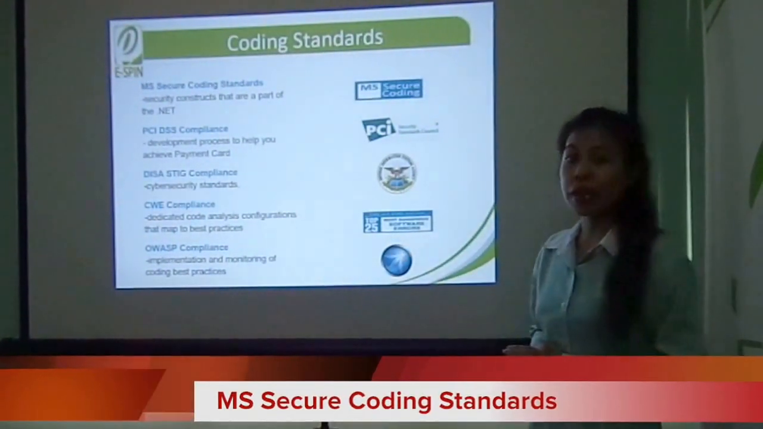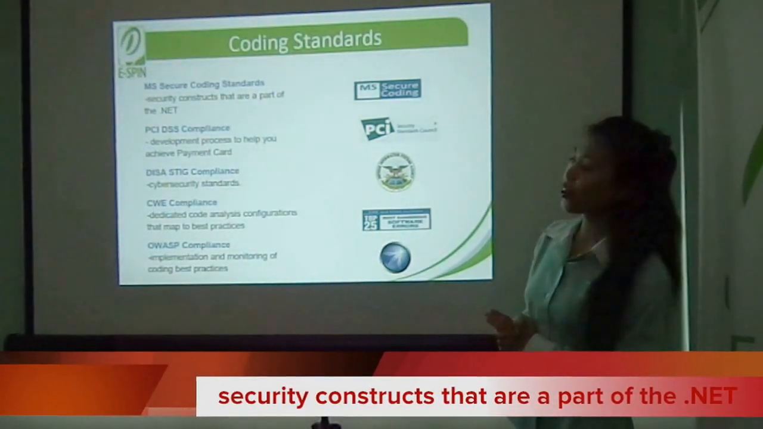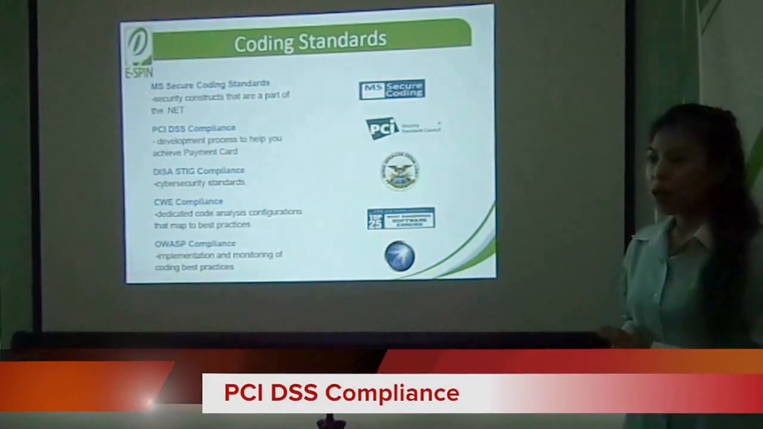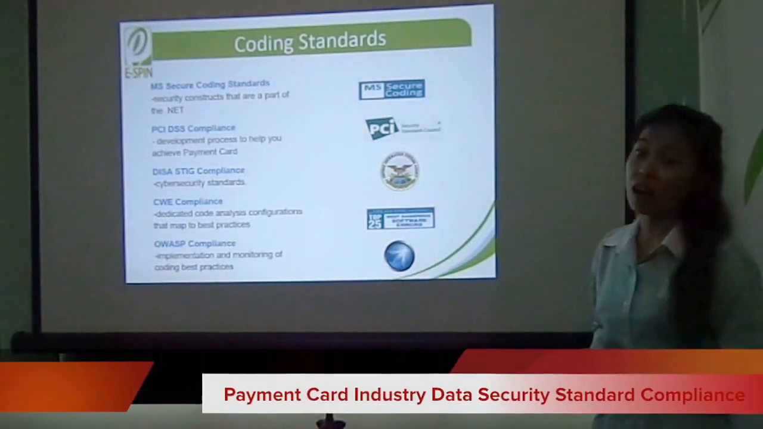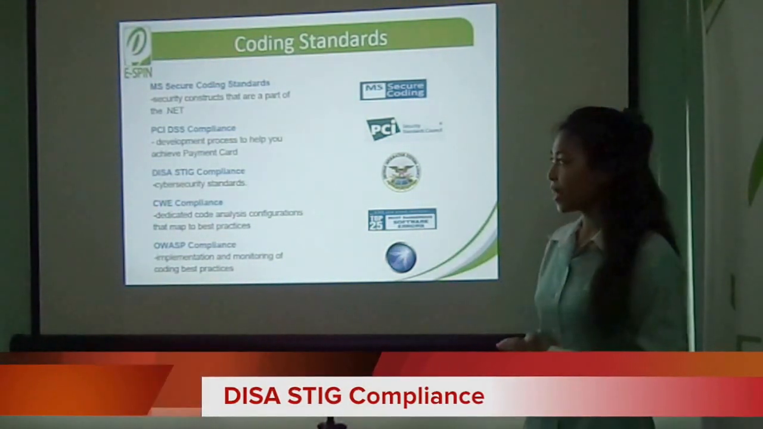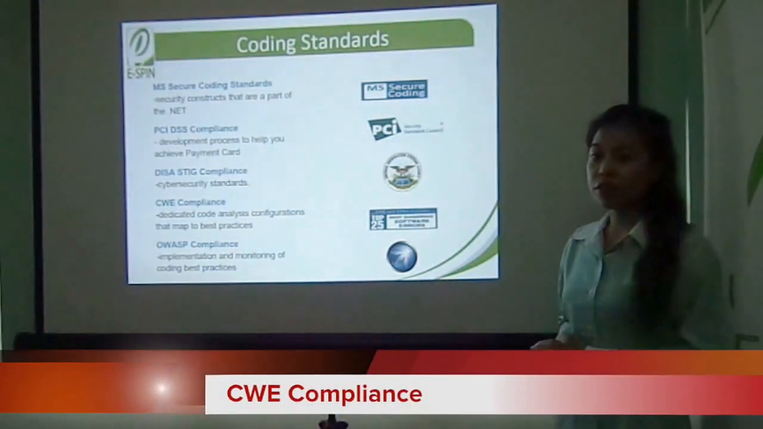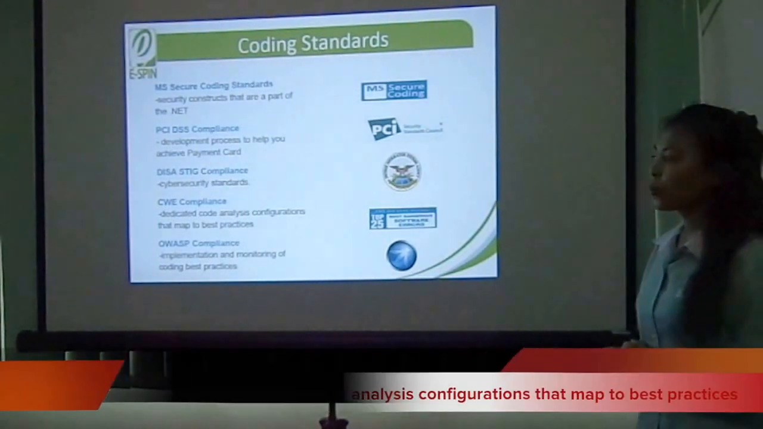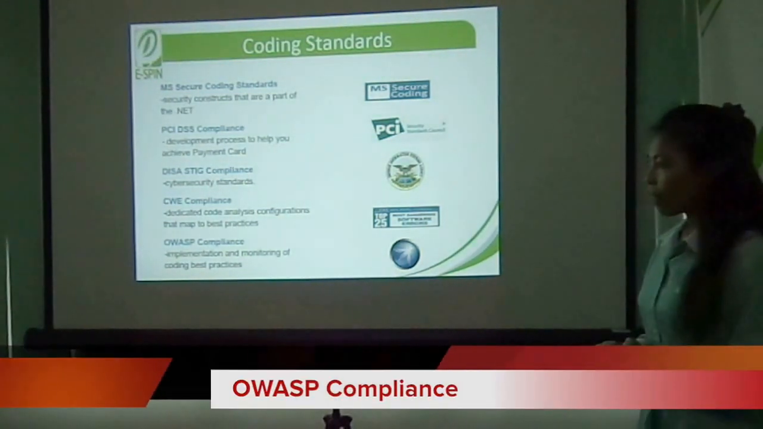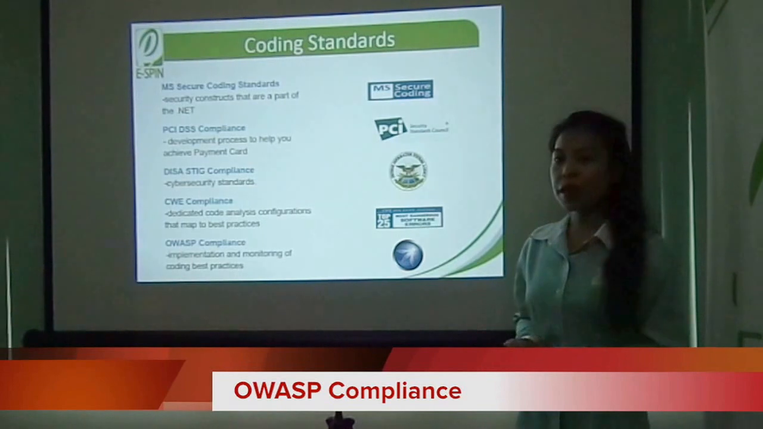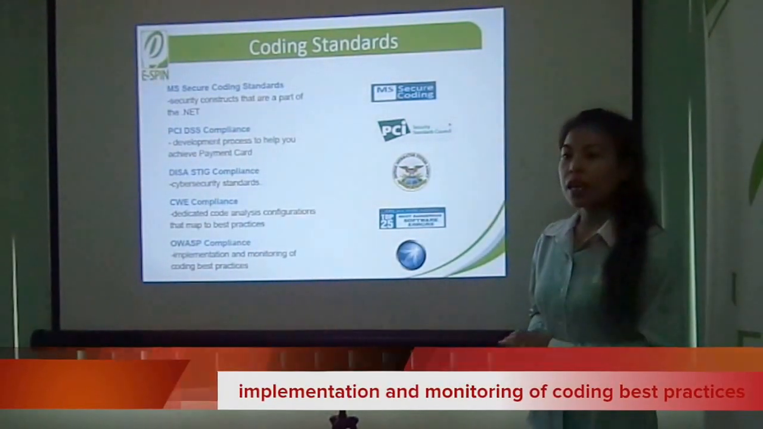One is MS Secure Coding Standards, the security constructs that are a part of .NET. Second is PCI DSS compliance, which develops processes to help you achieve payment card security. Third is DISA STIG compliance, which are cyber security standards. Fourth is CWE compliance, with dedicated code analysis configurations that map to best practices. Last is OWASP compliance, the implementation and monitoring of coding to best practices.